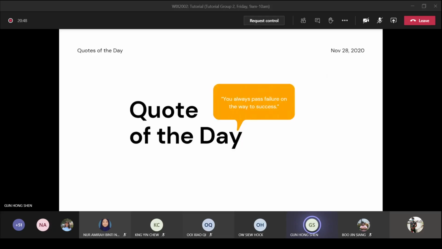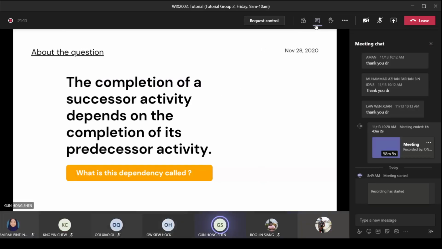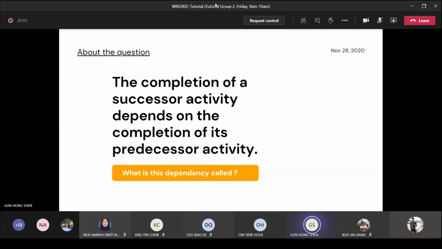So let's begin. Before we begin with the presentation, let's start with the quote of the day. You will always pass failure on the way to success. So let's hope that you won't stop when you fail next. About the question: imagine you are designing or developing a project schedule. What is the dependency called when the completion of a successor activity depends on the completion of its predecessor activity?